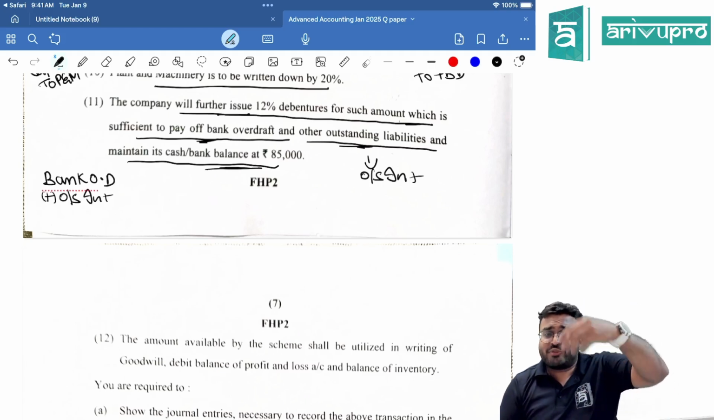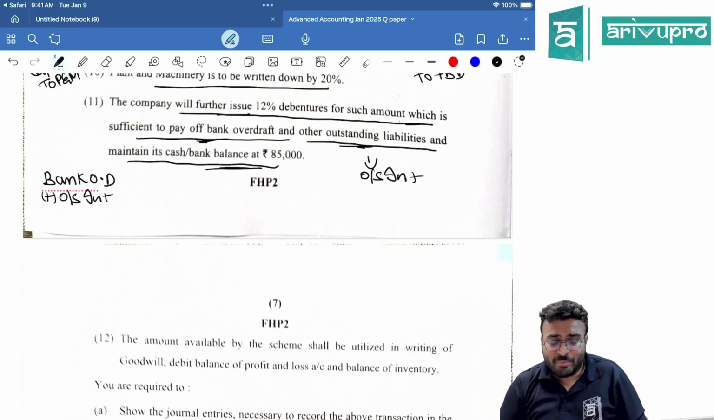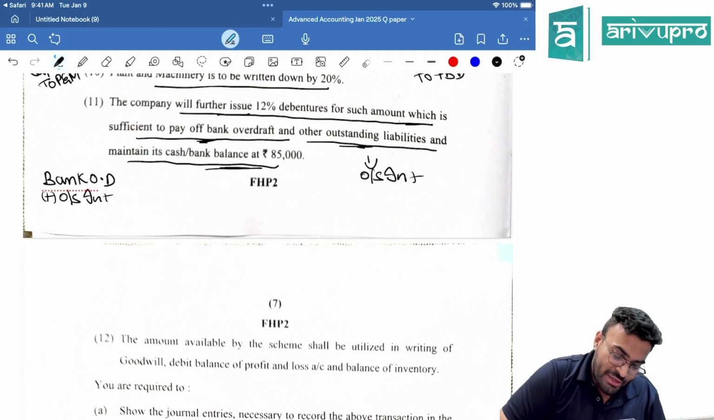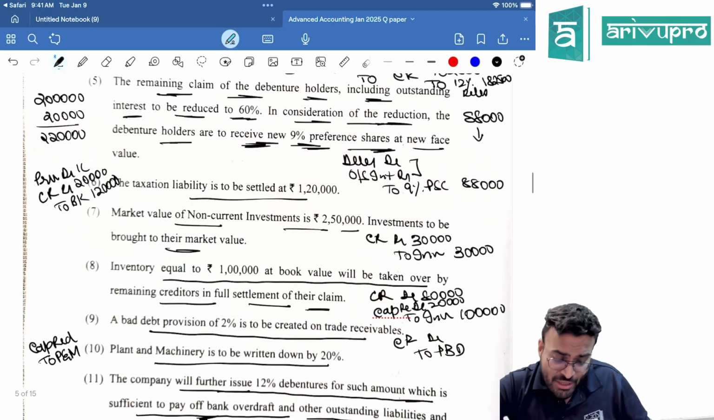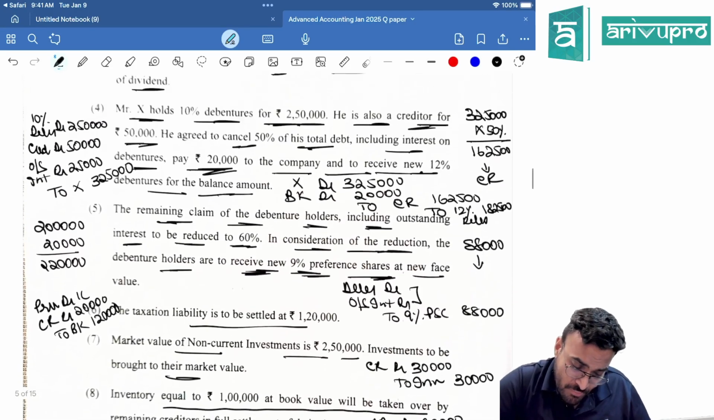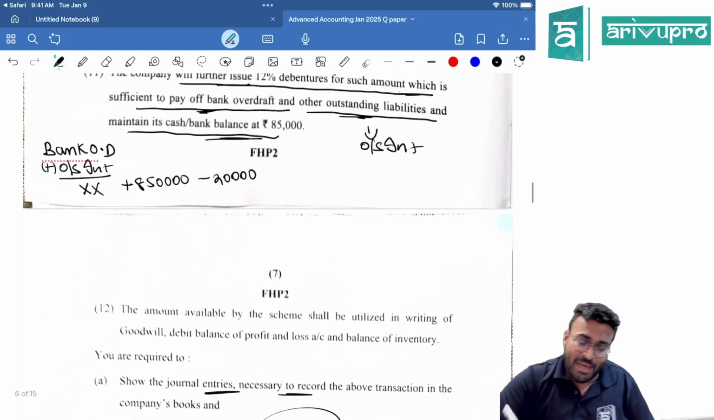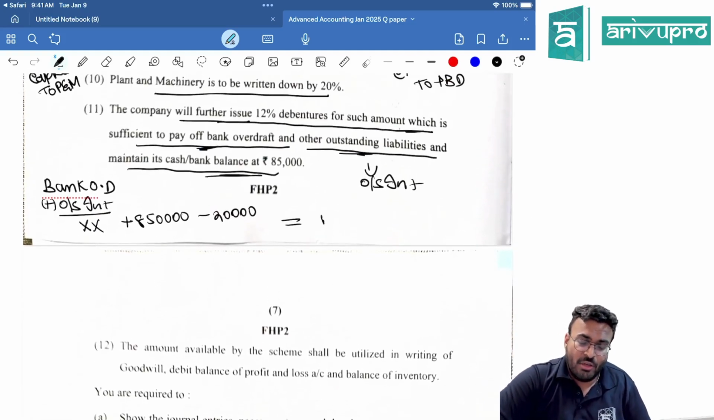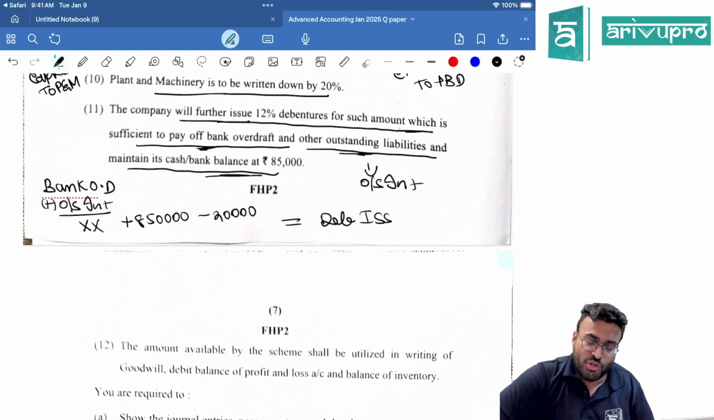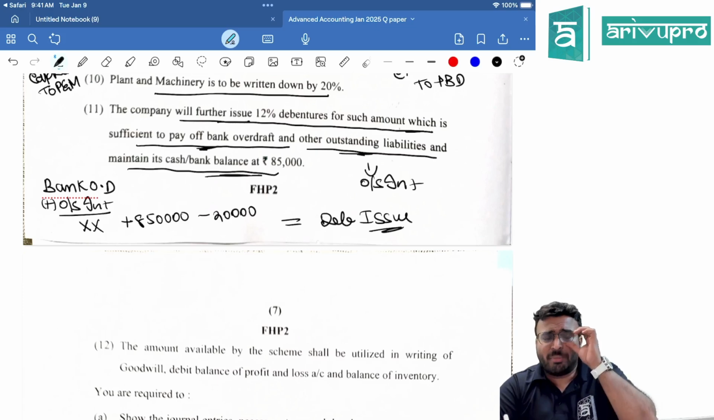Outstanding interest 40% was waived off. Now 60% is remaining. Okay, remaining outstanding interest. Whatever value you get, plus 85,000 minus X had given how much? X had given 20,000, minus 20,000. So whatever may be the balance amount, for that you have to issue debentures. Because we don't have money, issue debentures, get money and do all these things.